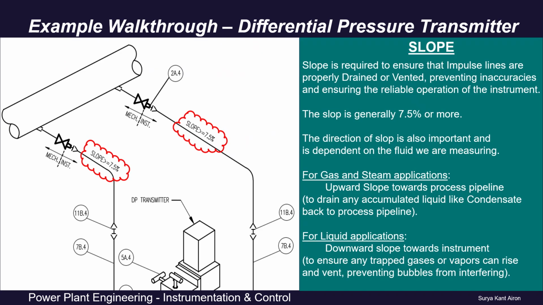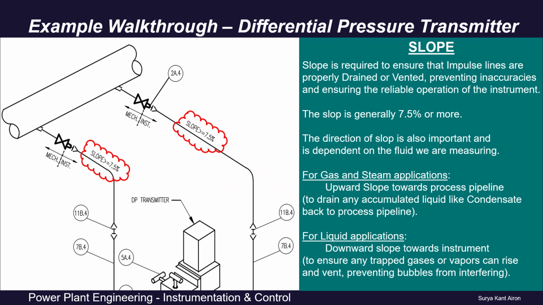Here, if we notice, a slope is shown downwards towards the transmitter. The slope in the instrument hookup diagram ensures that the impulse lines are properly drained or vented, preventing inaccuracies and ensuring the reliable operation of the instrument. The slope is generally 7.5% or more. The direction of slope is also important and is dependent on the fluid which we are measuring.